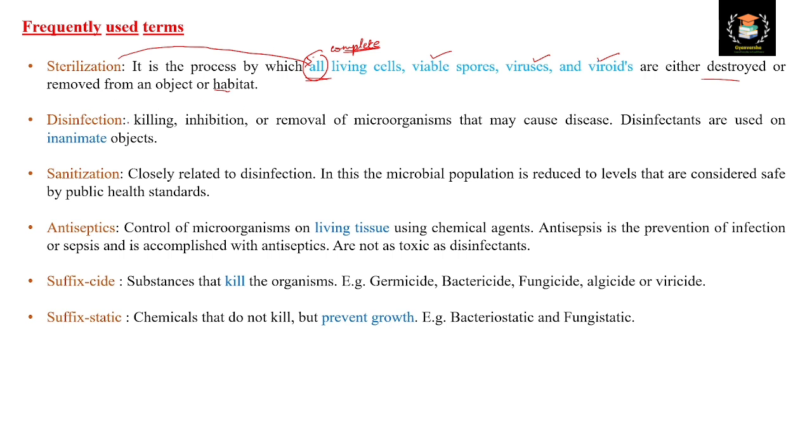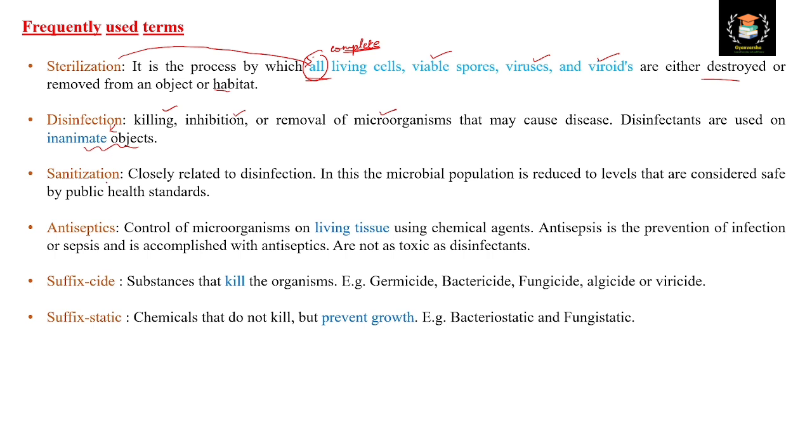The next term is disinfection. Disinfection is killing or inhibition, removal of organisms that may cause disease. But here the main term is inanimate objects. It is generally used for inanimate objects such as your tables, chairs. When cleaning or disinfecting your tables or your chairs or such inanimate things, you use the term disinfection. Here there is almost 100% but not 100% removal of organisms. So the term here is disinfection, generally used for inanimate objects. It is used to kill or inhibit the growth of microorganisms on inanimate objects.